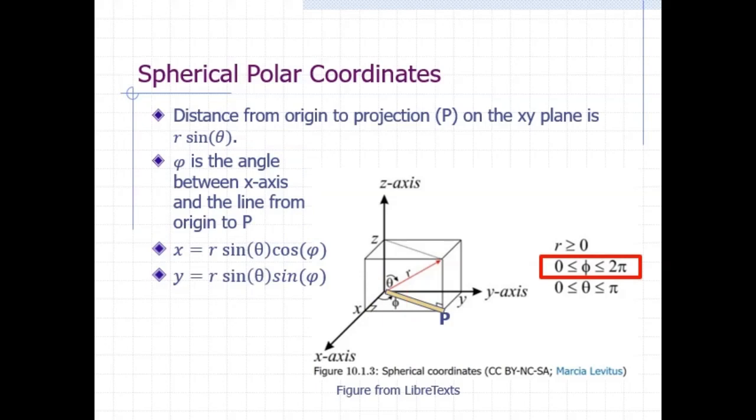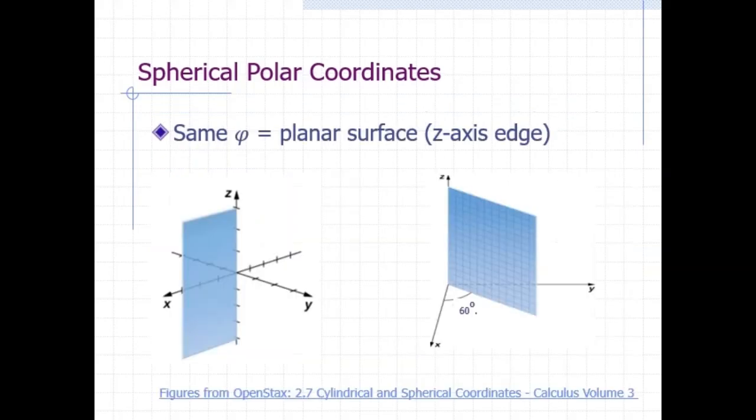And it can be shown that x is equal to r times sine theta times cosine phi, and that y is equal to r times sine theta times sine phi. All points on a planar surface which has the z-axis on one edge have the same phi coordinate. What do you think are the values of phi for the planar surfaces shown here?